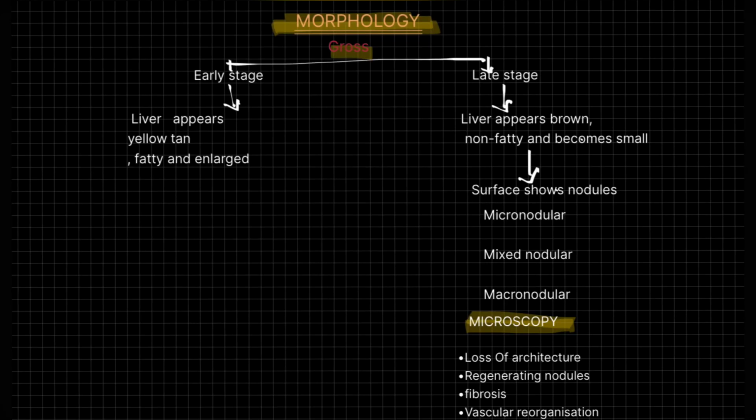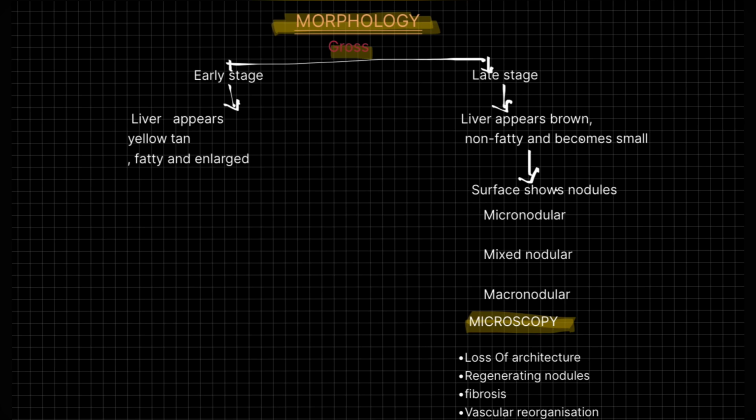Now let's look at the morphology of liver cirrhosis. Talking about the gross appearance, we can divide it into two stages, that is the early stage and the late stage. In the early stage, the liver becomes fatty. As a result, it appears yellow tan in color and the size is enlarged. But in the late stage, it changes. That is, the liver becomes non-fatty. As a result, the color becomes brown and it becomes small and shrunken. And on the surface, we can see the nodules.